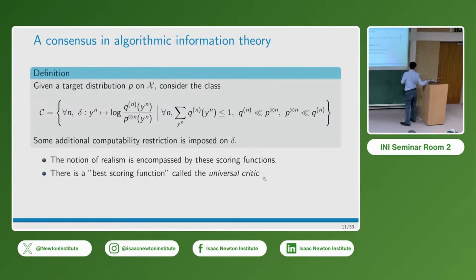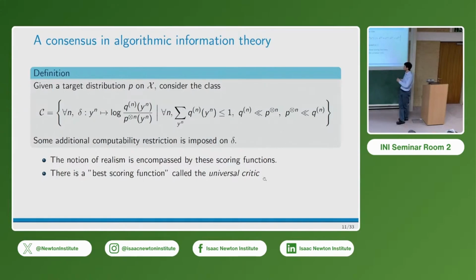As I said, the notion of realism is encompassed by these values, and we'll see how we can use them to make a more concise metric. And actually, one of the biggest successes of algorithmic information theory is that there exists one among these which is the best scoring function. Meaning there is one log-likelihood ratio that is the most sensitive to realism among all of those.